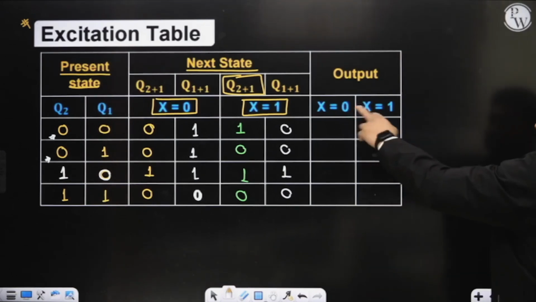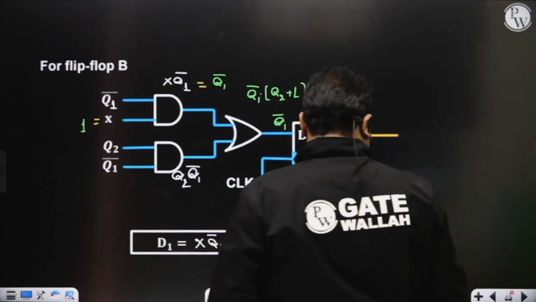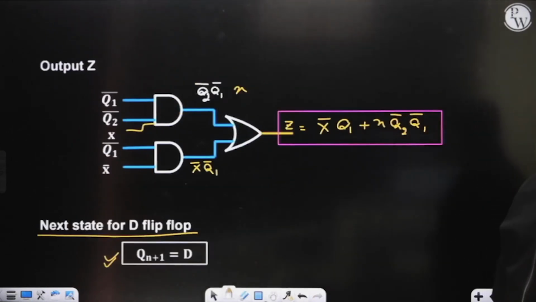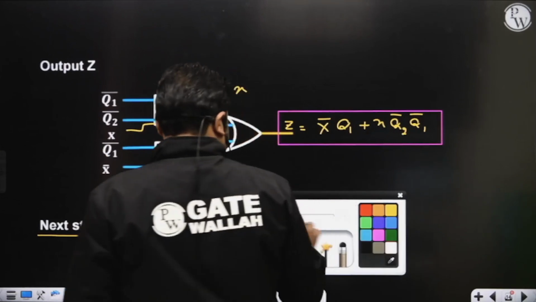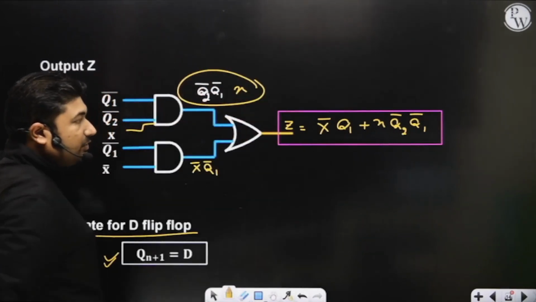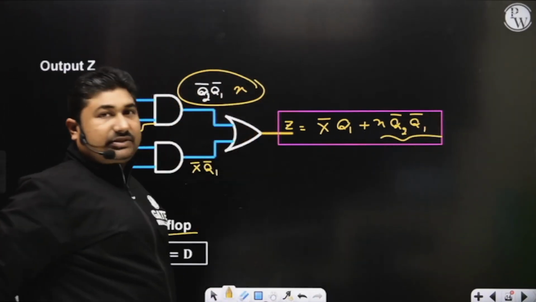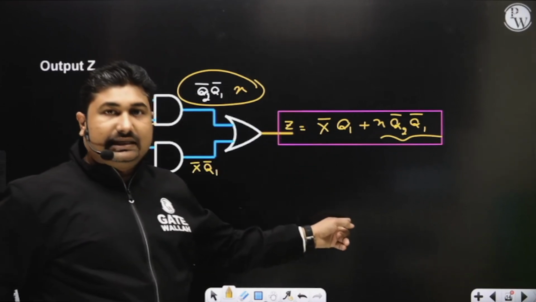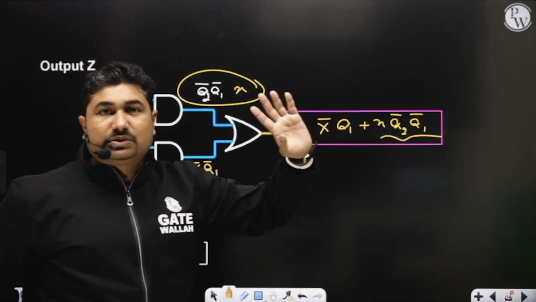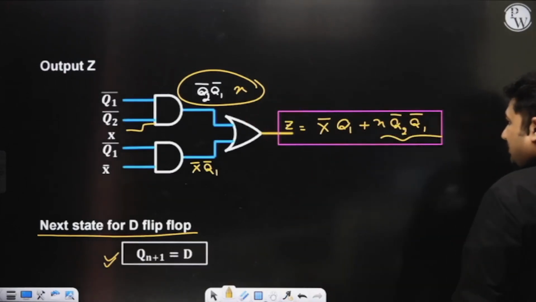Now the last one, with x equals 0 or x equals 1. What happens with x equals 0? Output z with x equals 0. With x equals 0, this part will become 0. With x equals 0, x bar will become 1. So output z will be equal to q1 with x equals 0.